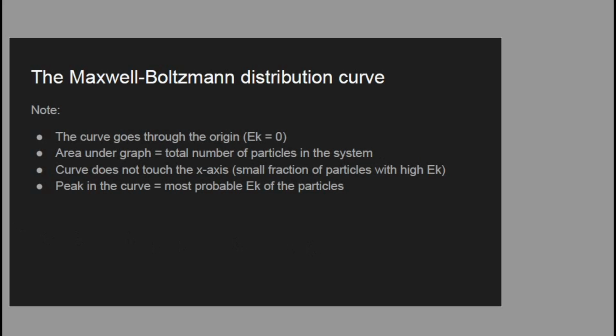The curve goes through the origin where EK is equal to 0, in other words, where there is no kinetic energy. The area underneath the graph is equal to the total number of particles in the system. Notice that the curve does not touch the x-axis. Why? Because this is where your small fraction of particles that have a higher kinetic energy than others are. This is what that introduction was explaining.